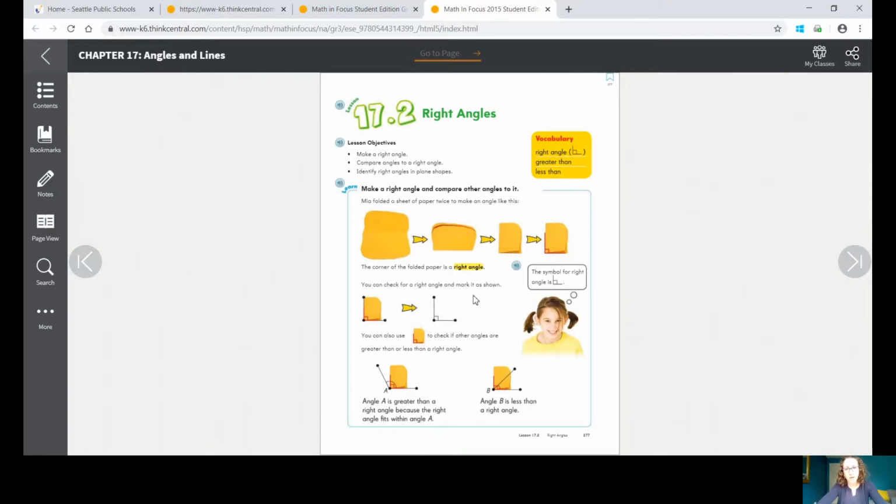You can check for a right angle and mark it as shown. Like this, you would just show it like that. You can also use this symbol to check if other angles are greater than or less than a right angle. So angle A is greater than a right angle because the right angle fits within angle A. Angle B is less than a right angle.